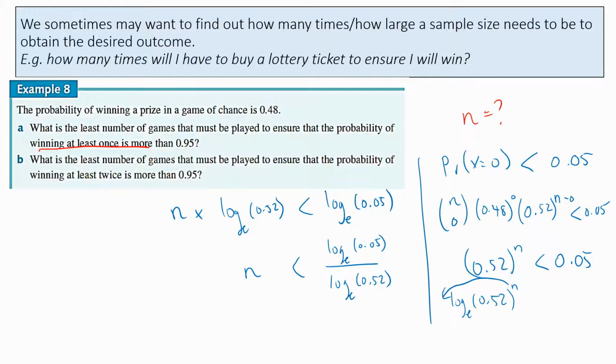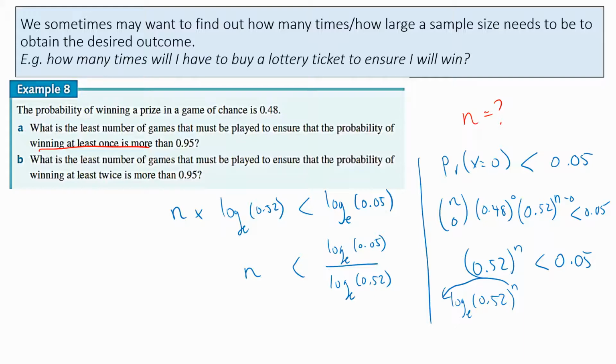Log. This log is negative. Can someone explain to me why it's negative? Because log is simply a rearrangement of a to the power of b equals c, where 0.52 is c, which is less than 1, which means that it has to be negative.